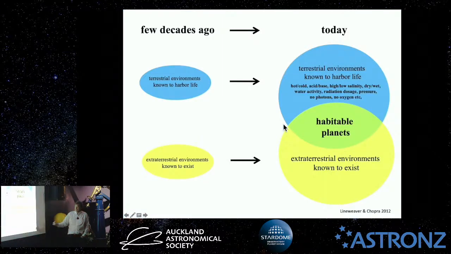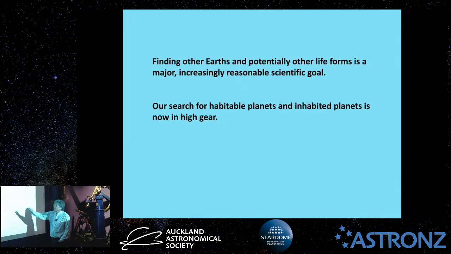With a habitable planet, it's kind of like if you put life in there, then it might survive. That's a big difference between inhabited and habitable. So inhabited is a much bigger, much narrower constraint. You need the origin of life and you need to support it.